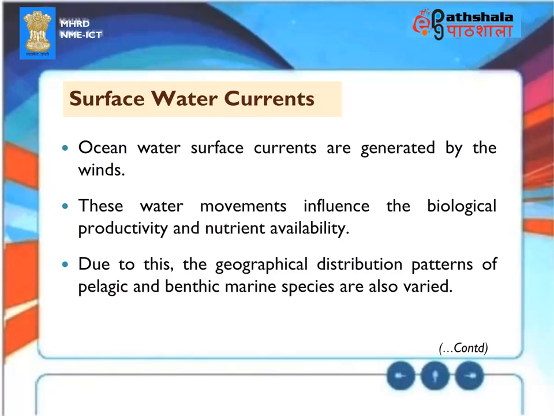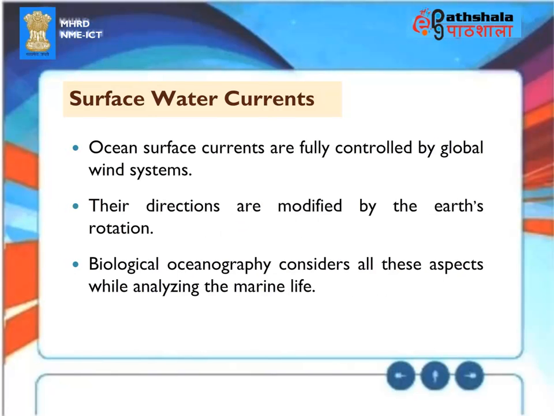Surface water currents. Ocean water surface currents are generated by the winds. These water movements influence the biological productivity and nutrient availability. Due to this, the geographical distribution patterns of pelagic and benthic marine species are also varied. Ocean surface currents are fully controlled by global wind systems. Their directions are modified by the Earth's rotation. Biological oceanography considers all these aspects while analyzing the marine life.